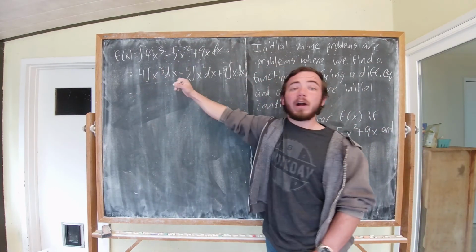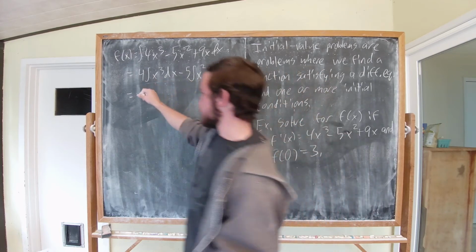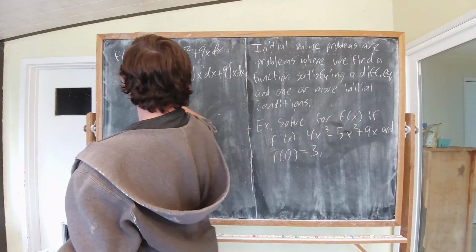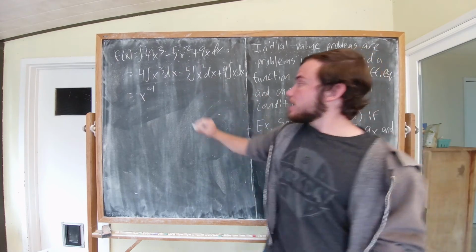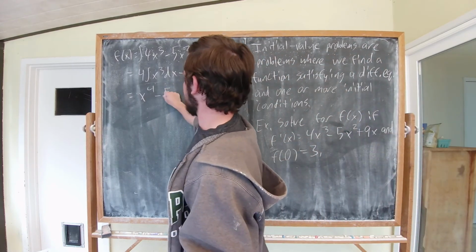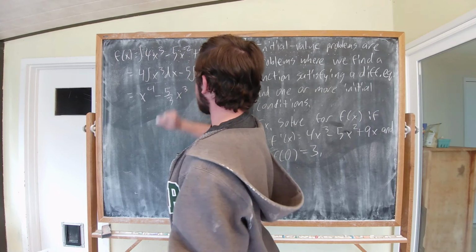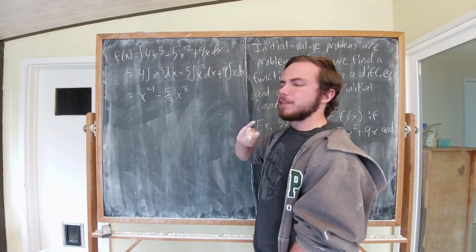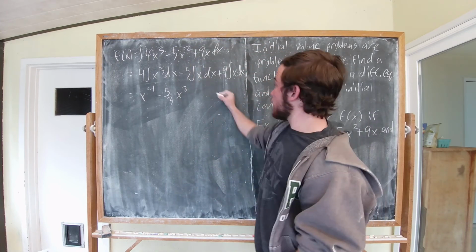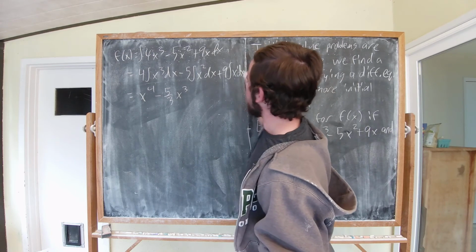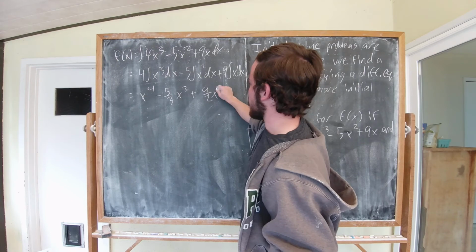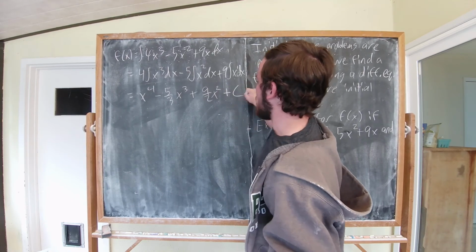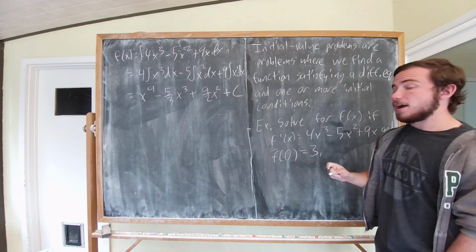4 times 1/4 x to the 4th is just x to the 4th. 5 times 1/3 x cubed, applying the power rule, is 5/3 x cubed. Integral of x will be x squared over 2, right, since that's an imaginary x to the first. So we'll have plus 9/2 x squared, and then it's all plus c.